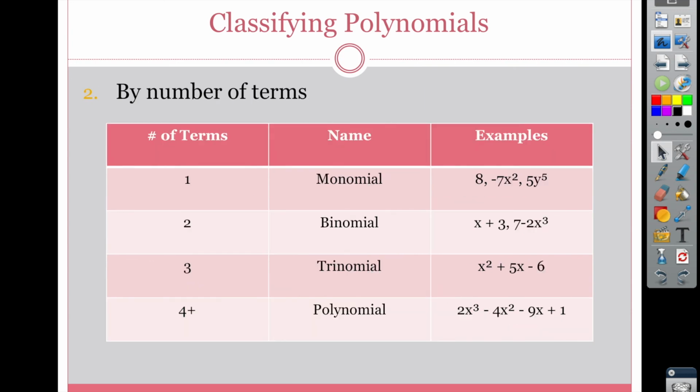The second method of classifying polynomials is by the number of terms. If it has one term, it is a monomial. Examples provided. If it has 2 terms, it is a binomial. Example is provided. And if it has 3 terms, then it is a trinomial. Example provided. And if it has 4 plus terms, it is a polynomial. Example provided.